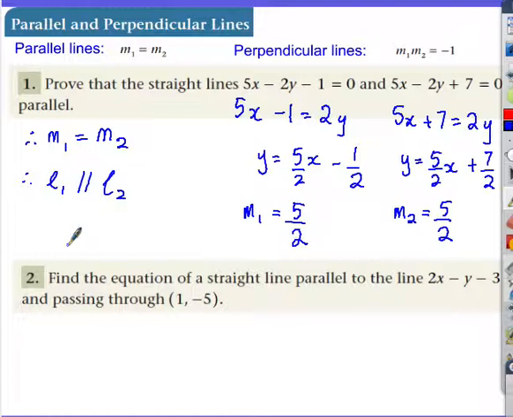Wait, how did you do this? How do you have 5x minus 1? Then I divide everything by 2 to make y the subject. Alright. And I swapped it. Okay. Because then it's in y equals mx plus b form.